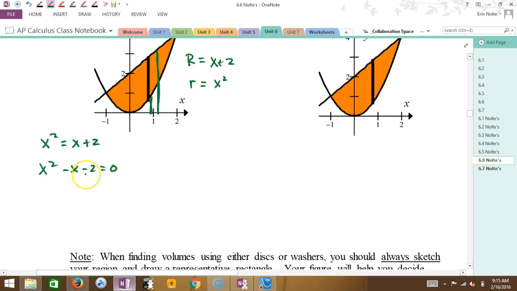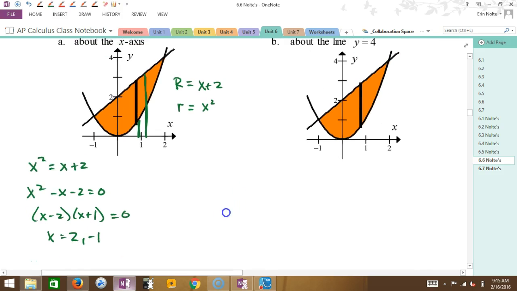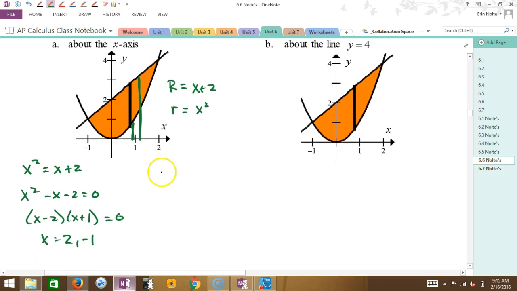Okay, and I can factor this. The two numbers that multiply to -2 and add to -1 are -2 and +1. So I do in fact get +2 and -1. So the graph truly is to scale. All right, so my integral for volume is going to be pi times the integral from -1 to 2 of big R squared, so (x plus 2) squared, minus little r squared, dx.